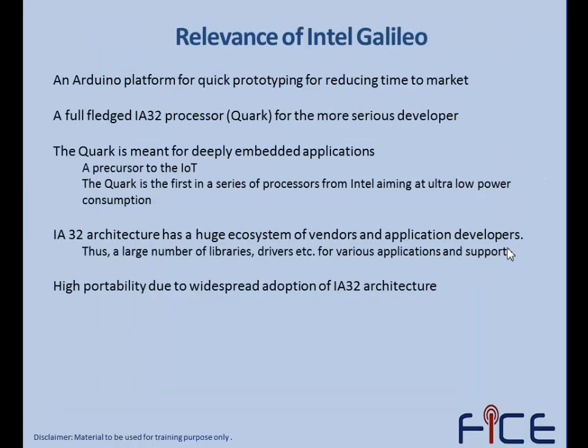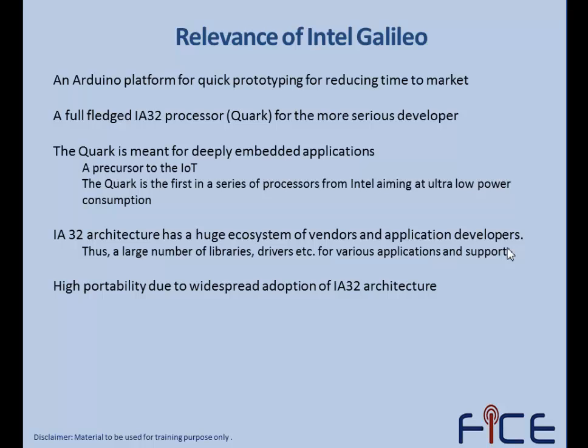So let's talk about the relevance of Intel Galileo in today's market. As I told you, this is an Arduino platform, which is very quick for prototyping, and this is how you can reduce the time to market of your project. Similarly, if you are a very serious developer, you have support of RTOS, and you have support of a full IA32 processor to work with. Quark is meant for deeply embedded applications. It has an ultra low power consumption feature. It is a precursor to developing IoT applications. So if you know Intel Quark SoC or the Intel Galileo development board based upon the Intel Quark SoC, you can really design IoT applications.